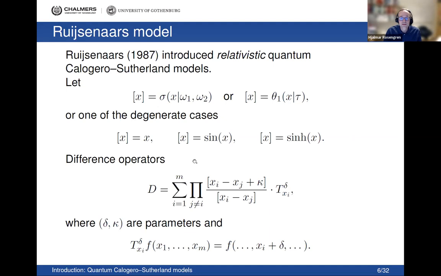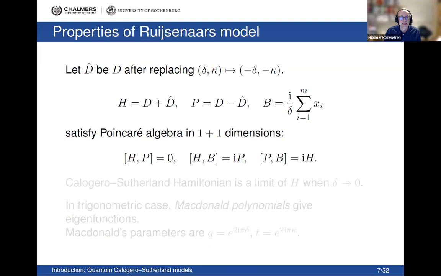Then the Rosengren operator. I just write down the first order one here. It's a difference operator, so it's a sum of translations. This is notation for translating the Xi variable by delta, which is a parameter. And you have some coefficient that involves some other parameter, kappa.